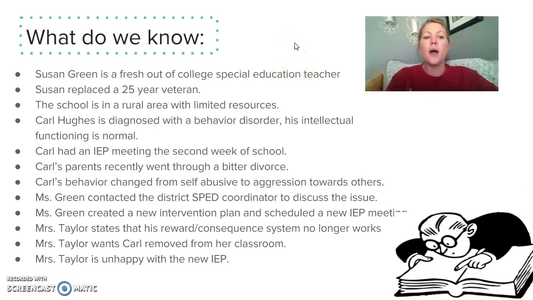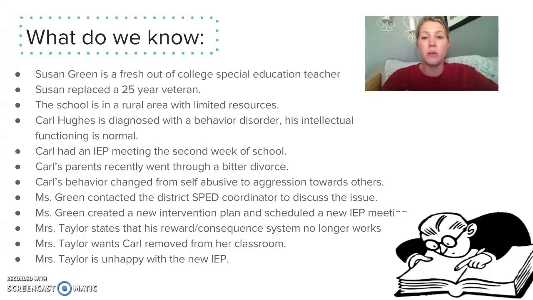Things we do know. It's a brand new teacher for the special education position, right out of school, she replaced a 25-year veteran teacher. The school has limited resources. Carl is diagnosed with a behavior disorder, but his intellectual functioning is normal. Carl had recently just had an IEP the second week of school where the reward consequence system was in place, and apparently Mrs. Taylor at the time was content with that, as well as Carl's parents.